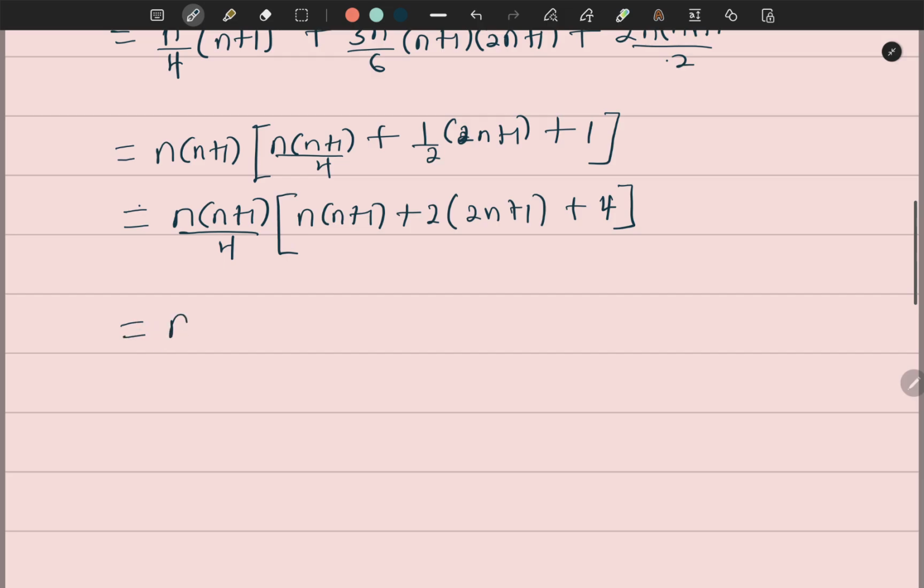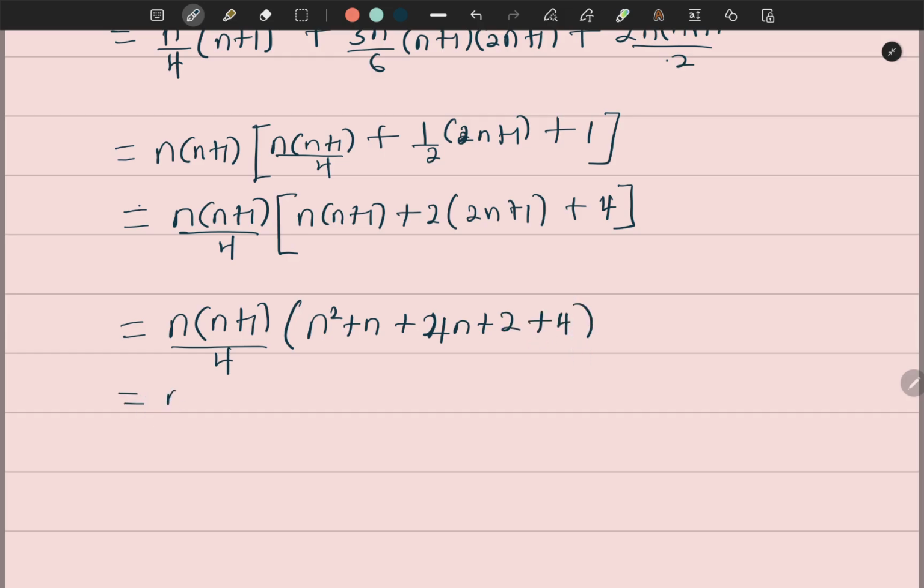This aspect is very important: you can't leave your answer like this. The best way to go about it is to leave your answer in the simplest form, and the only way to leave it in simplest form is by factorizing it. So expanding that will be n squared plus n, then 4n plus 2, then plus 4, and now you have n times (n plus 1) over 4 in brackets of n squared plus 5n plus 6.